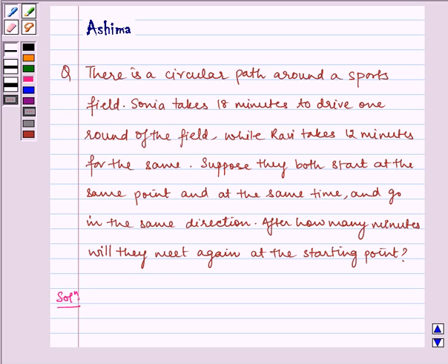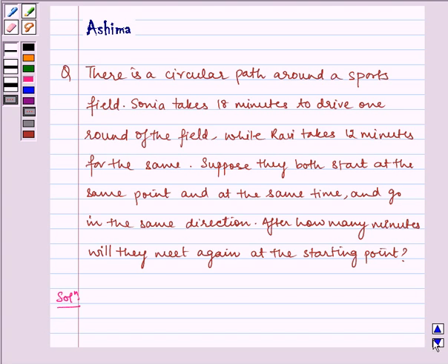Let us understand the following question today. There is a circular path around a sports field. Sonia takes 18 minutes to drive one round of the field while Ravi takes 12 minutes for the same. Suppose they both start at the same point and at the same time and go in the same direction. After how many minutes will they meet again at the starting point?